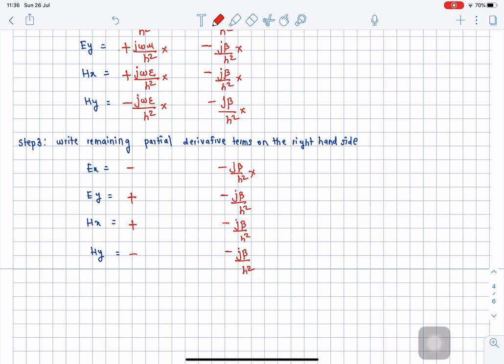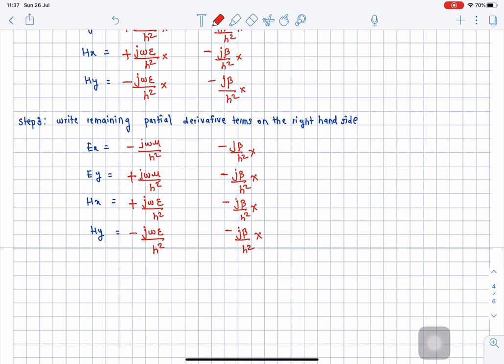This is the second multiplier, which is common for all the terms on the right hand side, right? And here j omega mu upon h square, and here j omega epsilon upon h square. Okay, now how to remember to write the partial derivative terms? Now this is a little bit tricky step. You need to focus very carefully on how to remember.